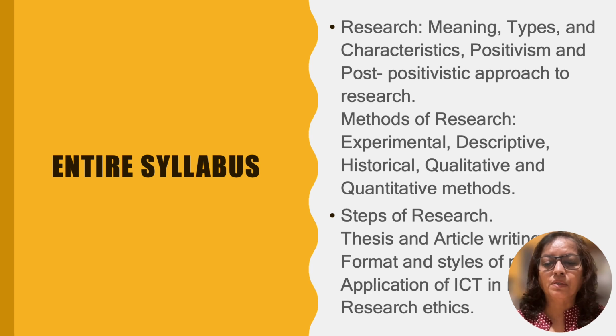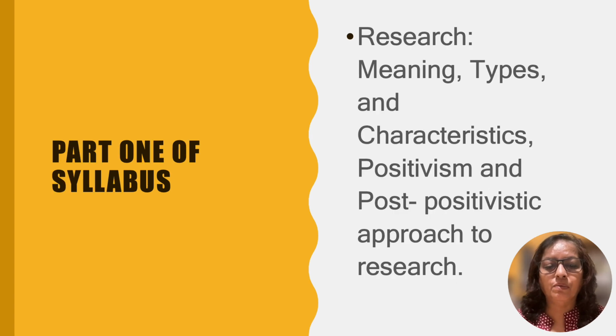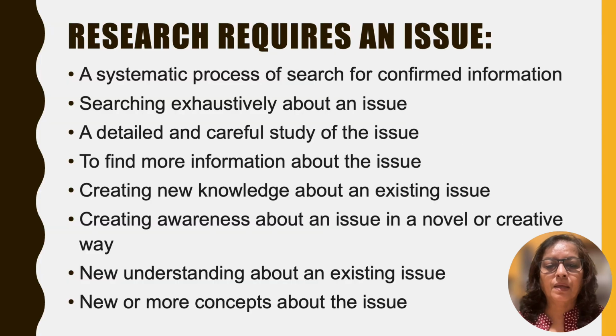We talk about research and its meaning, the types of research and characteristics, what is positivism and post-positivistic approach to research. Then we talk about methods of research and the steps of research. I have classified this into three subsections. We'll start with the first one, that is part 1, research and its meaning, etc., whatever I have shown in this slide.